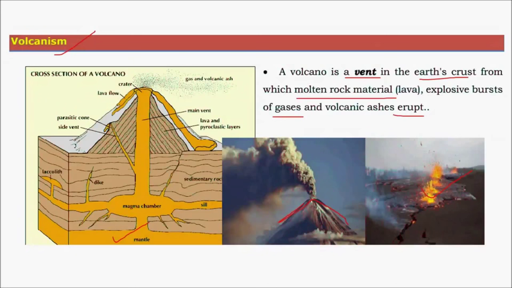We can see these are the different kinds of landforms associated with volcanoes. The ones that are below the Earth's crust are called intrusive volcanic landforms, and the ones that appear on the surface, like a volcanic cone, are called extrusive volcanic landforms. We have discussed intrusive volcanic landforms in my previous videos, and in this video we'll see more about volcanoes, types, etc.